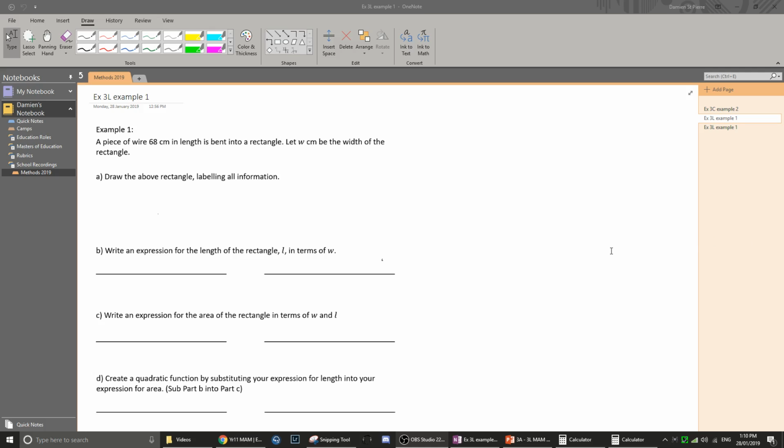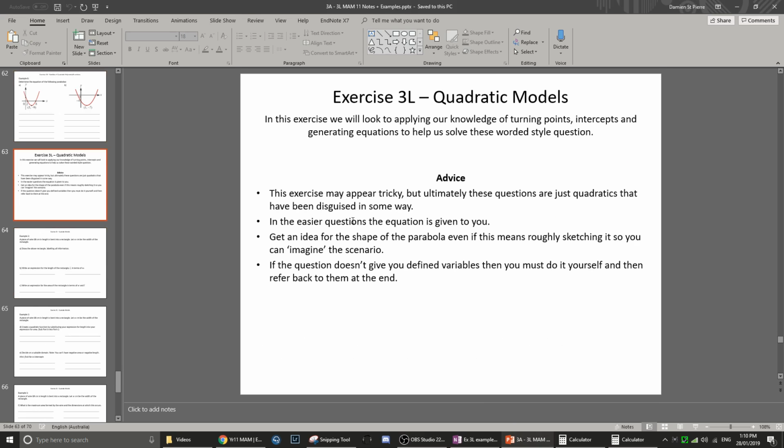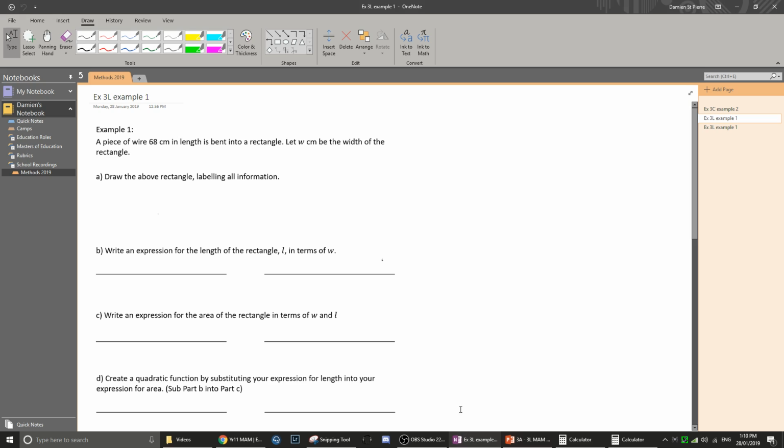Okay, another question that a few people had issues with. This is from 3L example 1, which is quadratic models. So let's have a go.